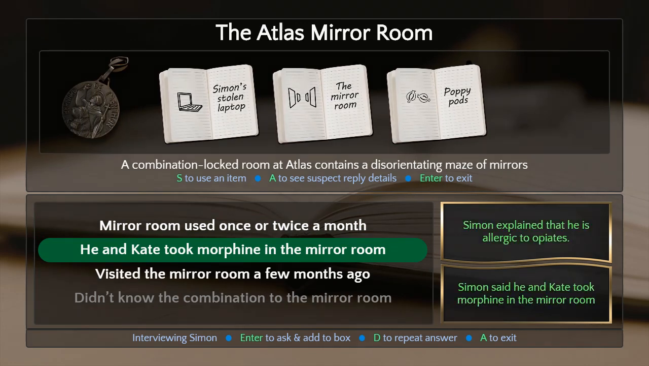Aha. You and Kate took morphine in the mirror room. That's what you said, isn't it? Yeah. But you're allergic to opiates, Simon. Opium. You didn't take the morphine at all, did you? Well, no, I didn't. Kate did, though. I thought you were trying to outdo each other. That was the point, wasn't it?